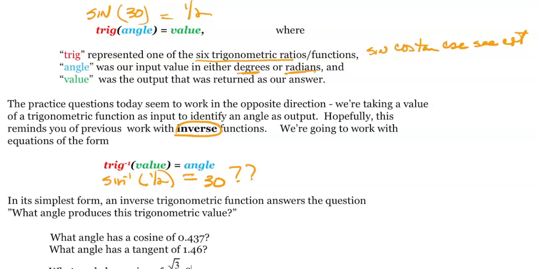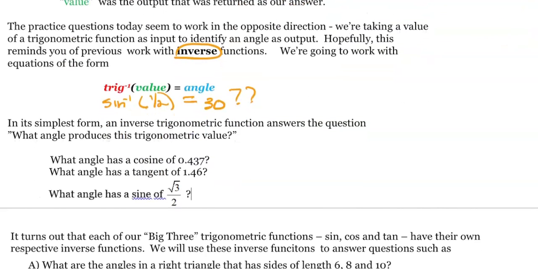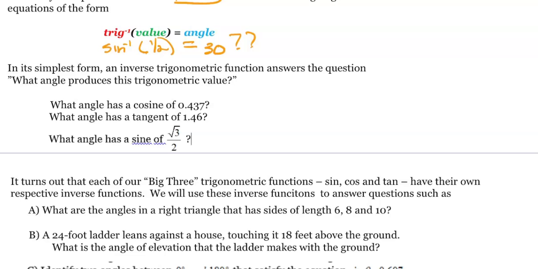That's what I'm doing. Okay? So I could say, I can do it this way too. What angle has a cosine of 0.437? So how would I get that? I would say cosine to the -1 of 0.437. I put that in my calculator.